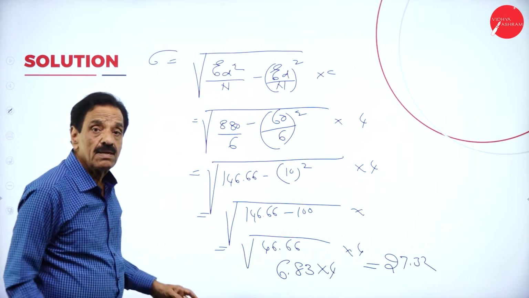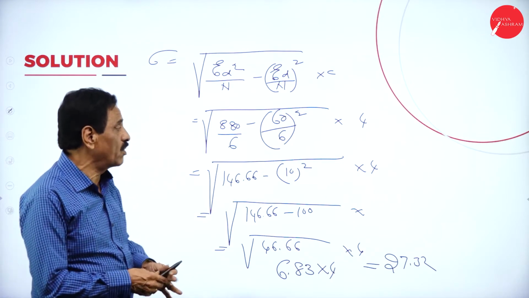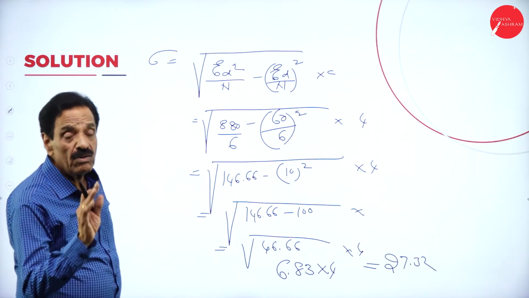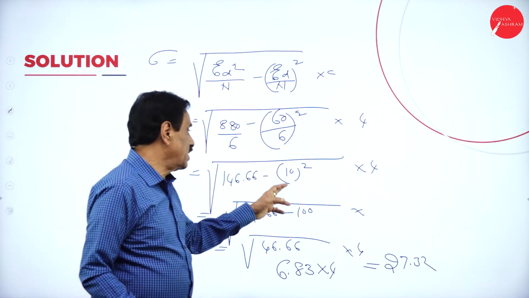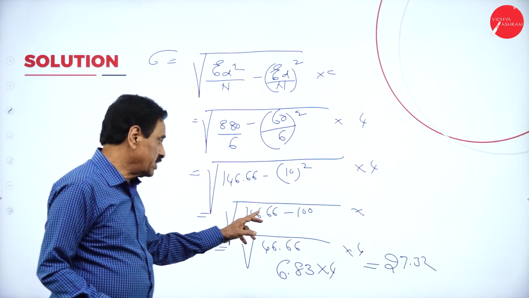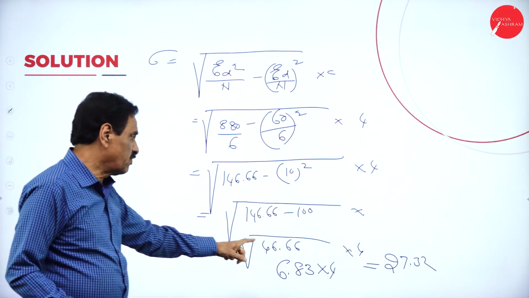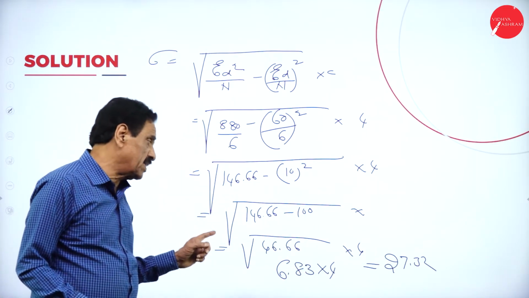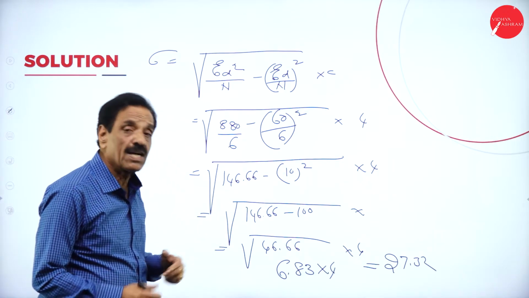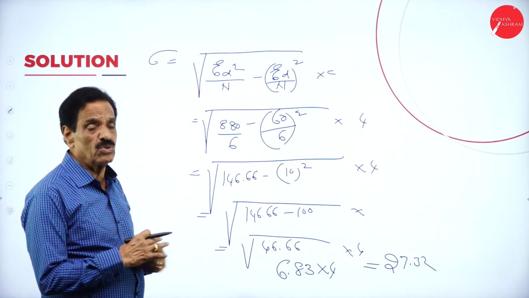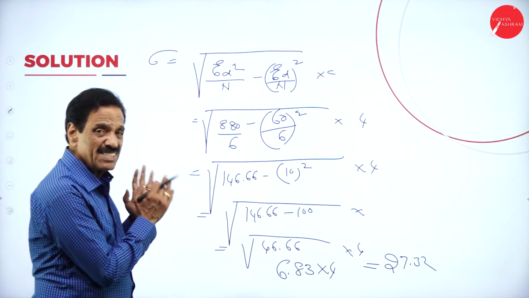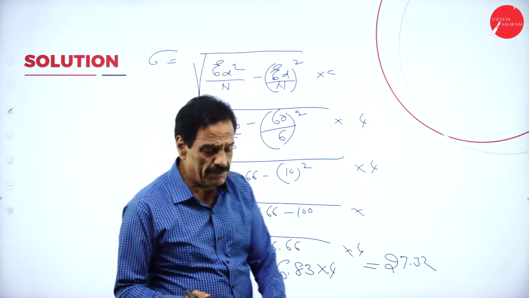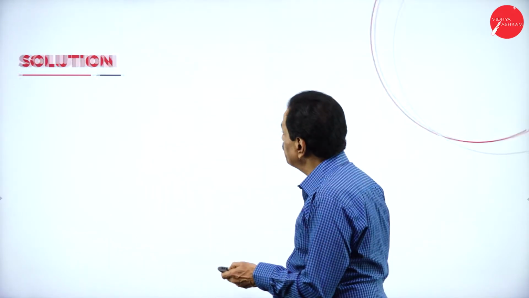See the board once again. 880 divided by 6 minus 60 divided by 6 whole square. You have to write 4 outside the root. 880 divided by 6 is 146.66. 60 divided by 6 is 10, whole square. 146.66 minus 100 is 46.66 into 4. Root of this is 6.83 multiplied by 4. It will come 27.32. I think it is easy, easy going, no? C is called class interval. D is the deviation from a number. We'll move on to the next problem.